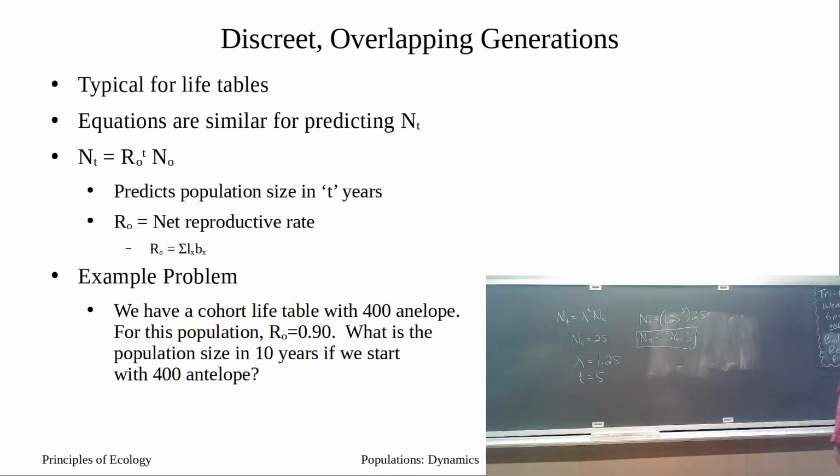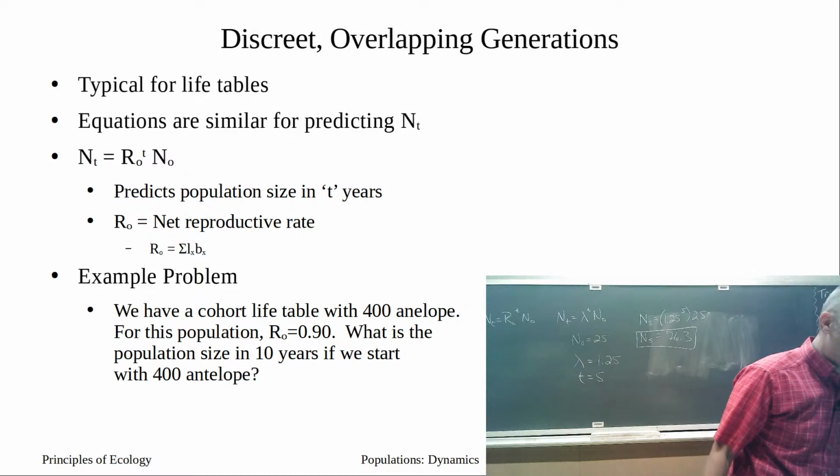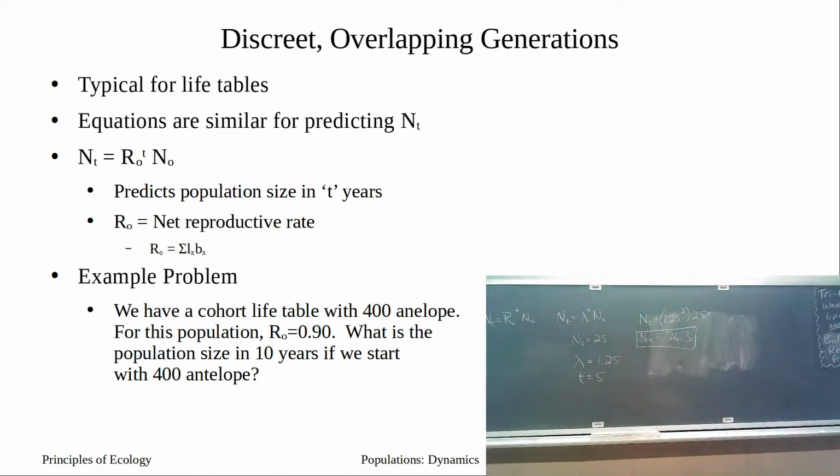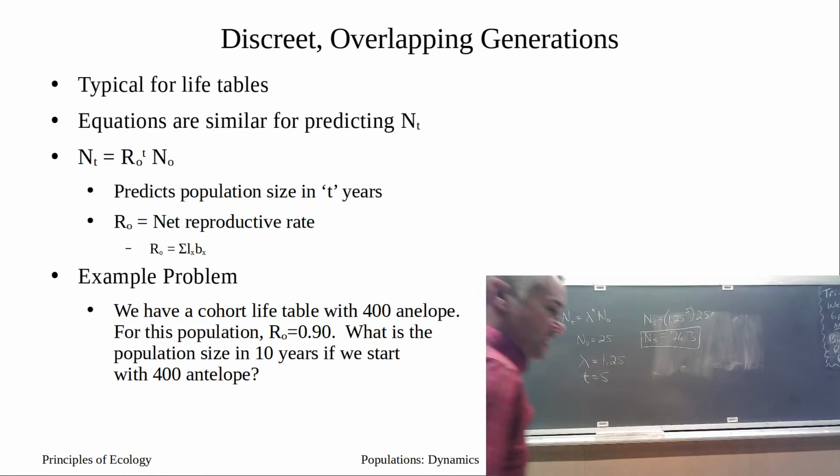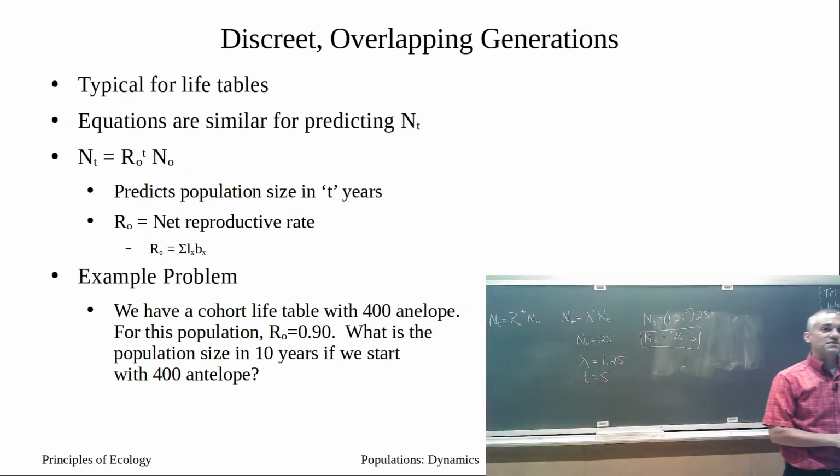So the equation is: N sub t equals R naught raised to the t times N naught. We have our second equation, which is basically the same. The only change is that instead of lambda, we have R naught. Now what is R naught? That's our net reproductive rate. We're going to learn how to calculate R naught from a life table in lab this week.